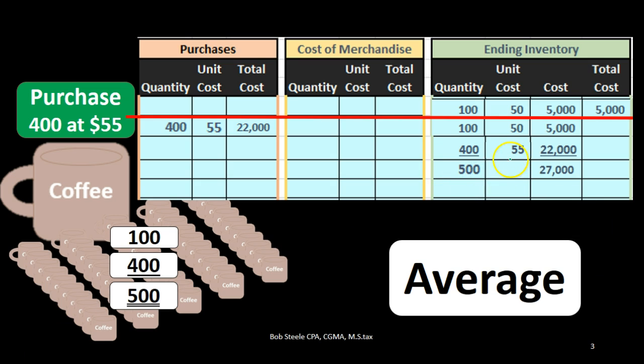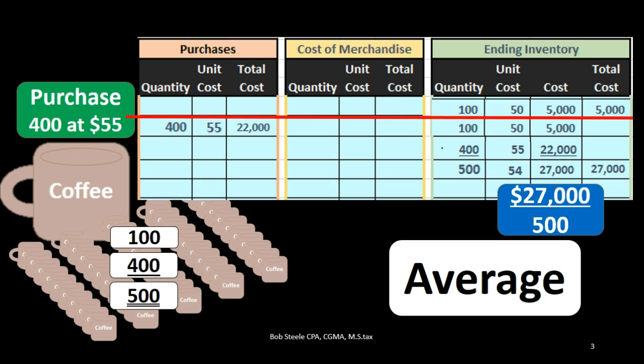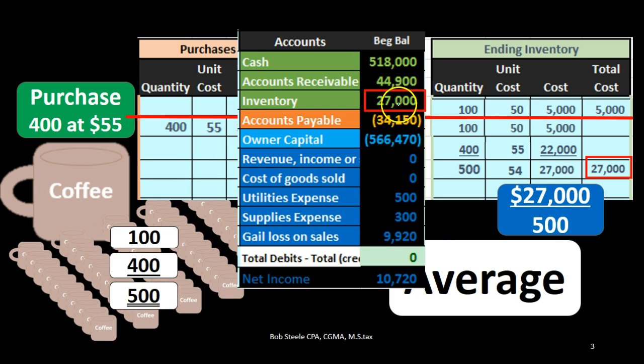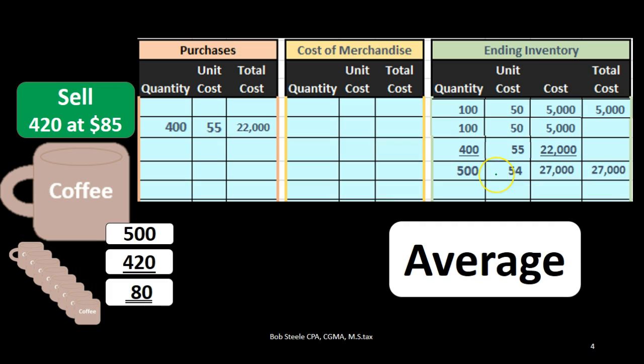And the total cost then is the 5,000 plus the 22,000, or 27,000. We can then calculate the average to be 27,000 divided by 500, or 54, which is obviously closer to the 55 number than to the 50 number. Why? Because there's a lot more of them at that 55. That number then would be on the trial balance or the balance sheet. This is the dollar amount representing those 500 units that we have, with an average cost for any of those units now being $54.